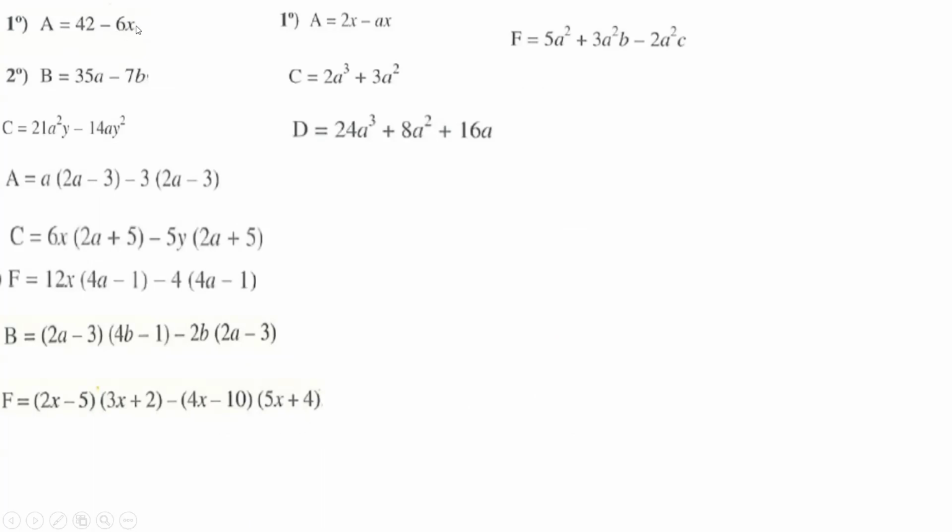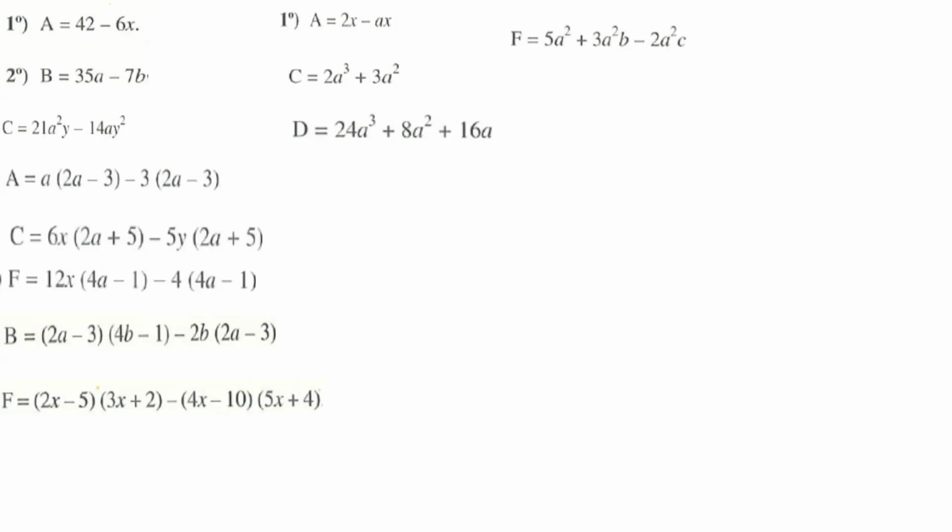A equals 42 minus 6x. First I ask, how many terms do I have in this algebraic expression? 2. 42 is the first term and minus 6x is the second term. To find a common factor, I ask: here I have the sign positive and here I have it negative. Is there any common between positive and negative? Of course, no. Between 42 and 6, both are divisible by 6. When I choose the common number, I choose the GCD, the greatest common factor between the numbers.